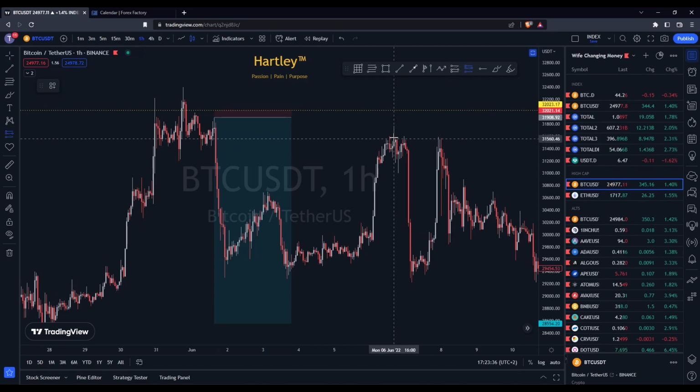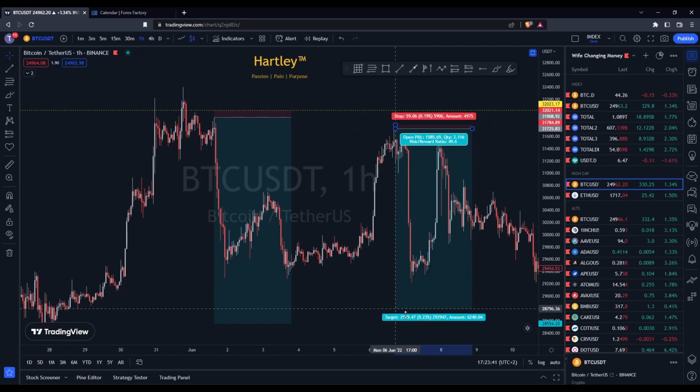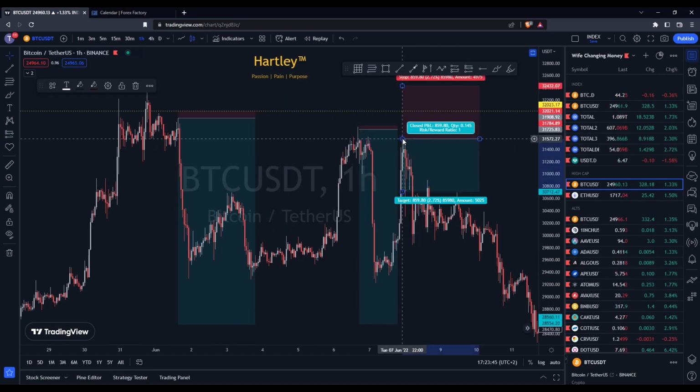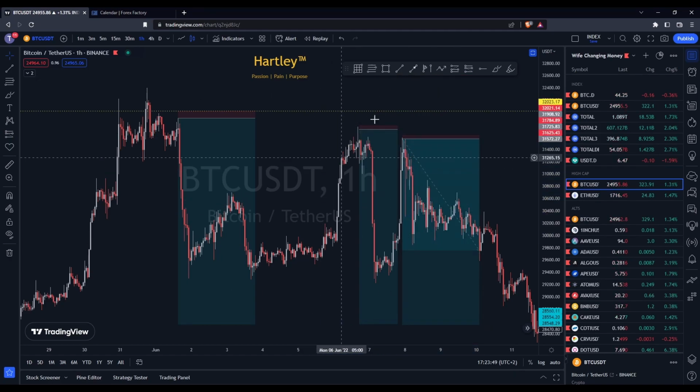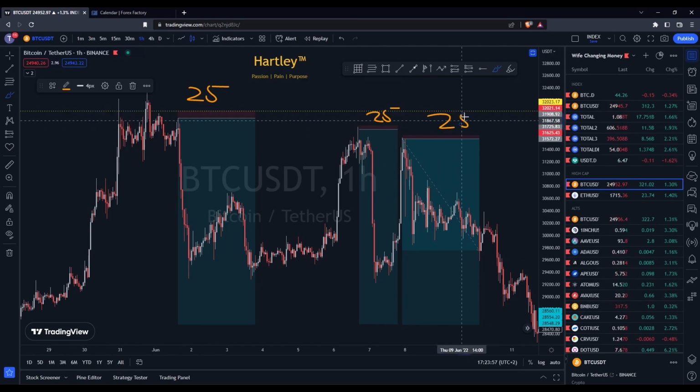Then the second trade was when we tapped that zone again, was over there. Stop loss above the high, boom, down to the lows. And then the third trade was over here. Stop loss above the highs, trade all the way down to the lows. Okay, cool. So now you have $25 here, $25 here, and you have $25 here, right?